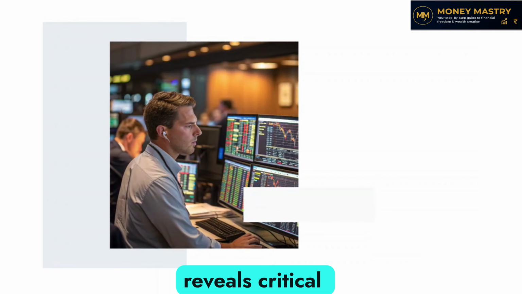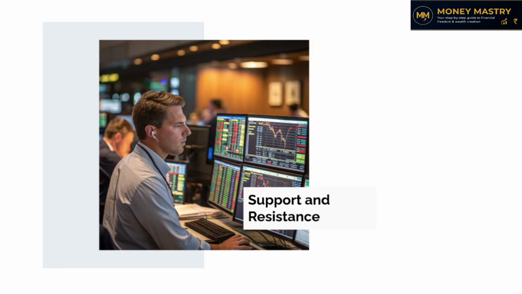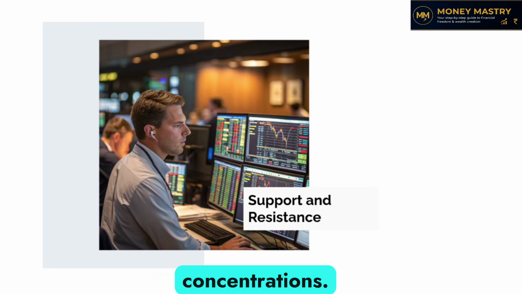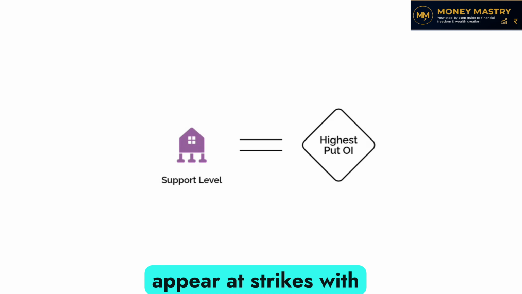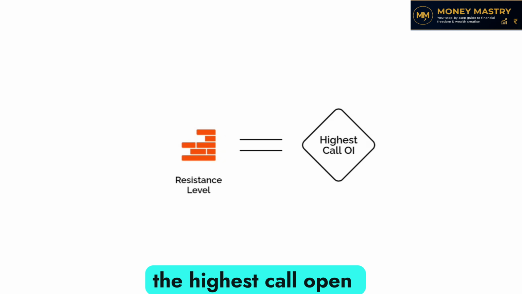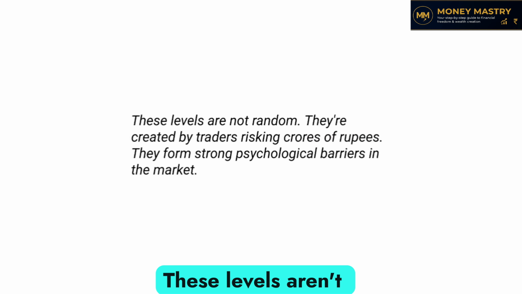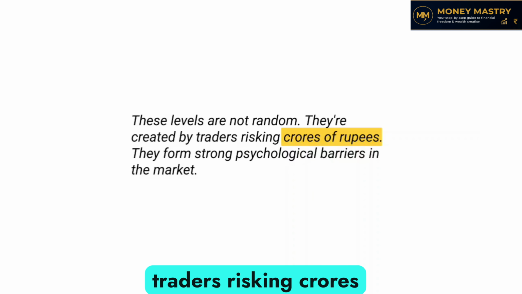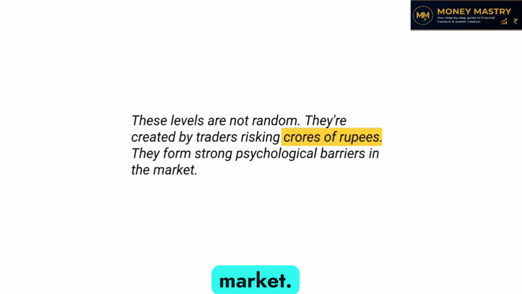The option chain reveals critical support and resistance levels through open interest concentrations. Support levels appear at strikes with the highest put open interest, where sellers risk big money defending that floor. Resistance levels appear at strikes with the highest call open interest, where sellers bet price won't rise higher. These levels aren't random. They're created by traders risking crores of rupees, forming strong psychological barriers in the market.